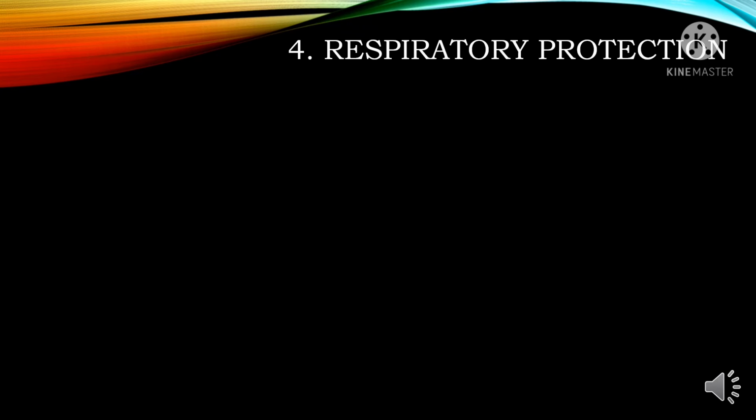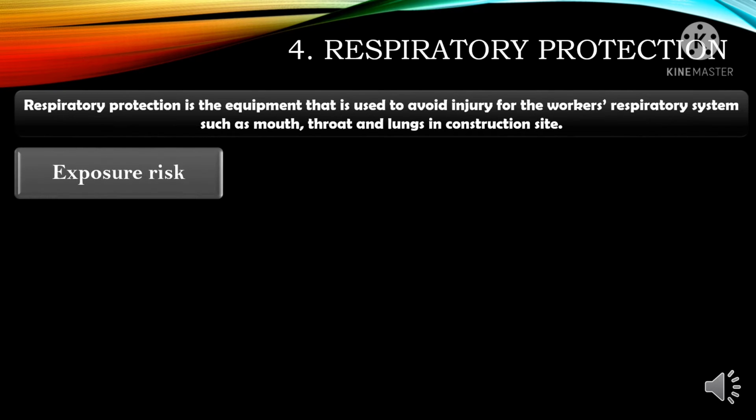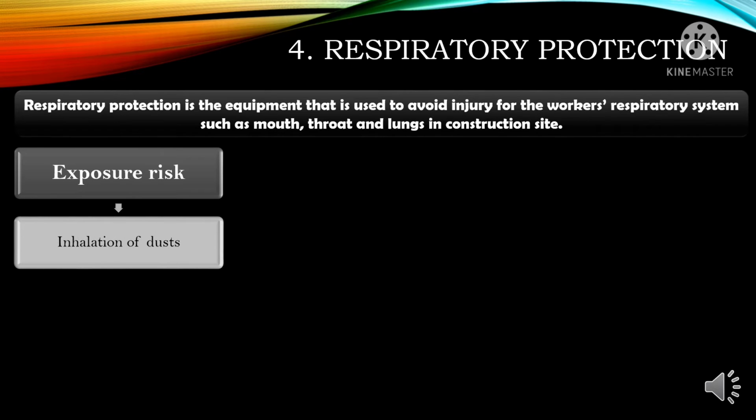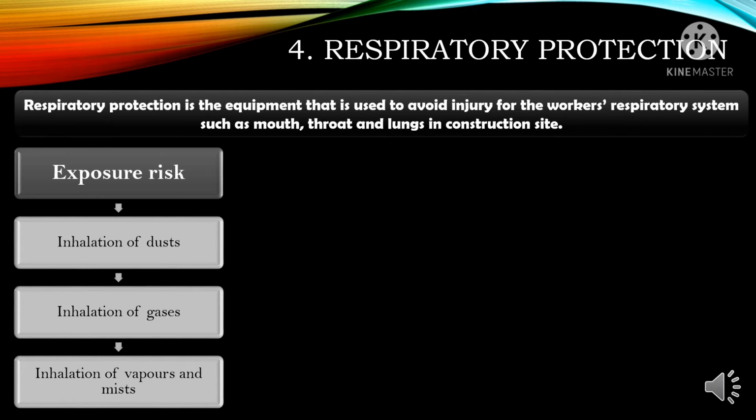The fourth one is the respiratory protection. So, respiratory protection is the equipment that is used to avoid injury for the worker's respiratory system such as mouth, throat, and lungs in construction site. So, respiratory protection is very important for the workers as they might be exposed to inhalation of dust, inhalation of gases, and also the inhalation of vapors and mist.